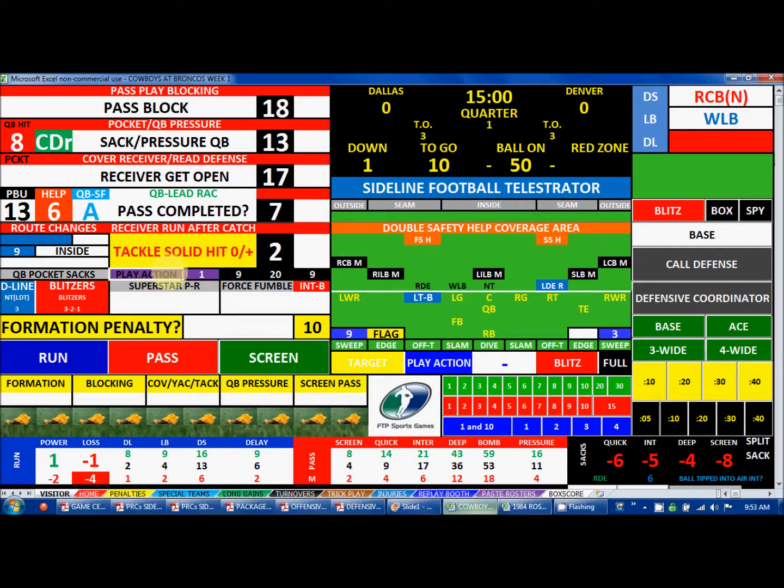Right underneath, this is the play action number. So anytime you call a play action pass, this is the number you refer to determine if it's in the quarterback's play action rating or not. This number down here is pretty important.